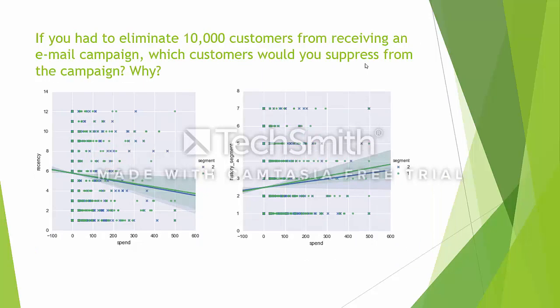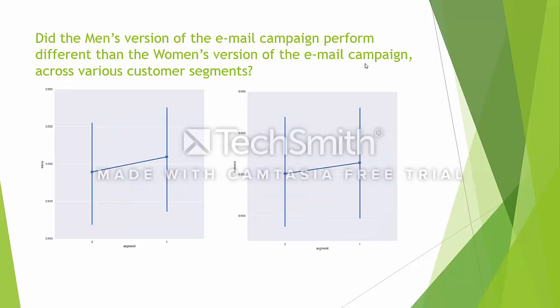Now, if you had to eliminate 10,000 customers from receiving an email campaign, which customers would you suppress from the campaign and why? We decided that it would be the customers that have not purchased in the last 6 months and customers that are in the history segments of 4, 5, 6, and 7.